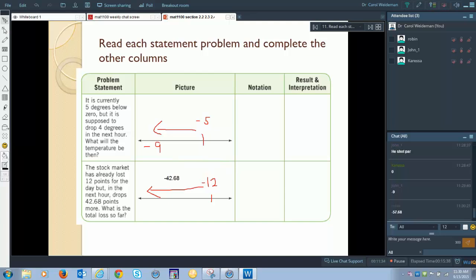Hold on a second, John. I think it should be -54 instead of 57. See that? -42.68, and then you're going to add the -12. So actually -54. So let me type that down here. -54.68. Okay, John, you see that? Instead of 57, we want to have 54.